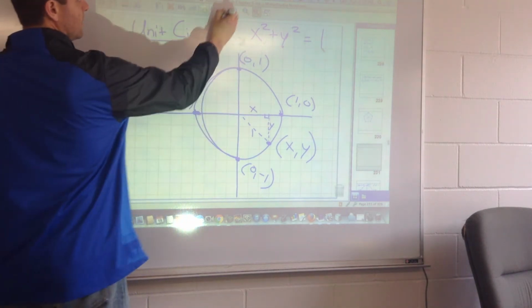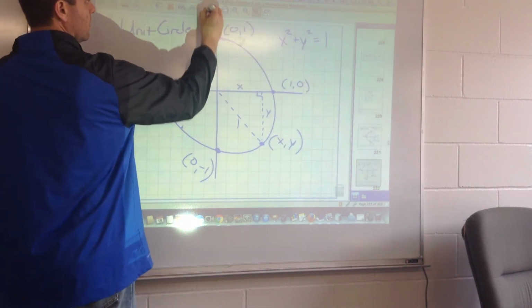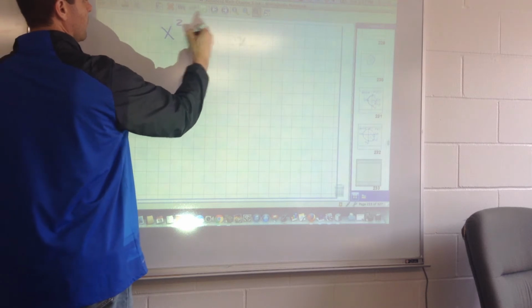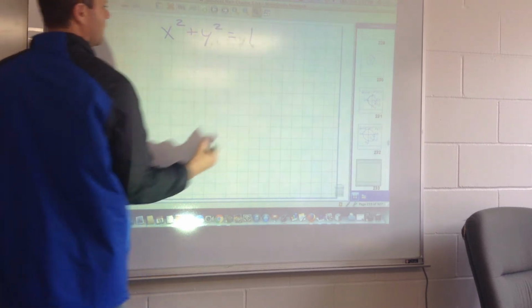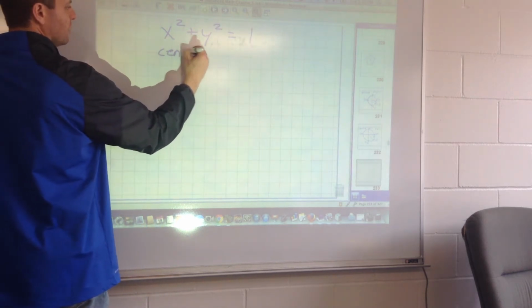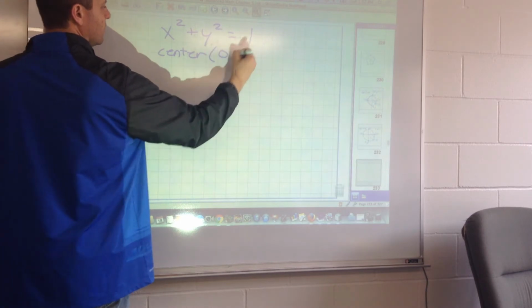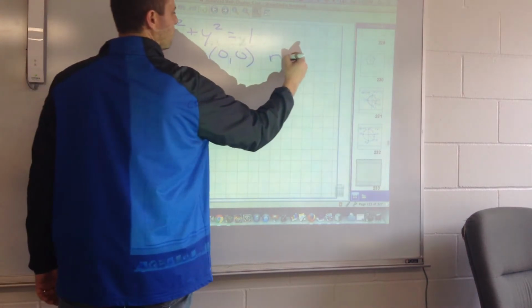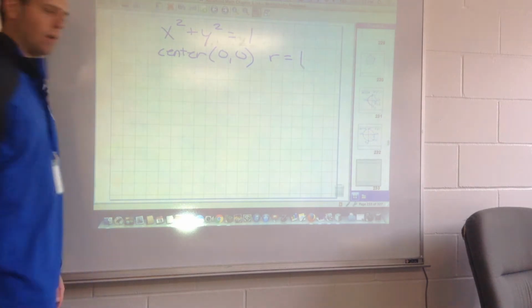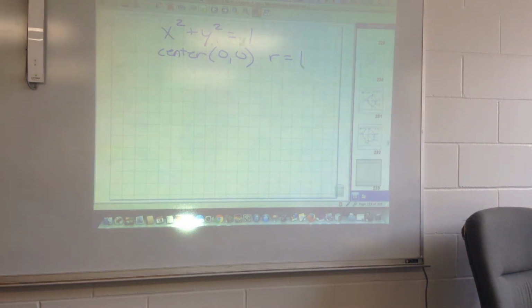So, knowing that, x squared plus y squared equals 1. That is the unit circle whose center is at 0, 0, and whose radius equals 1. Right? Everybody agree? The unit circle, the center is at 0, 0, the radius is 1. Okay?